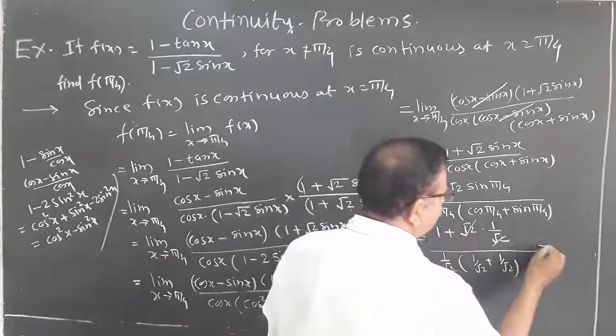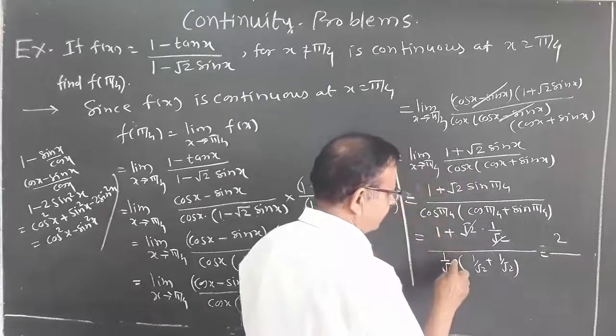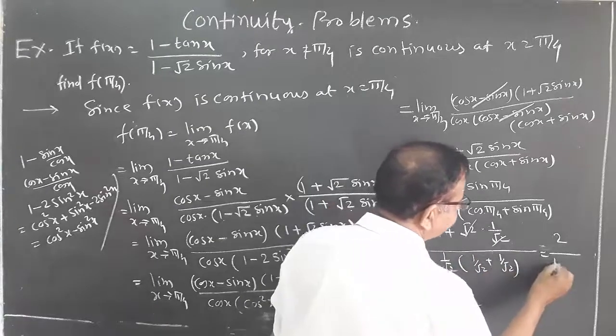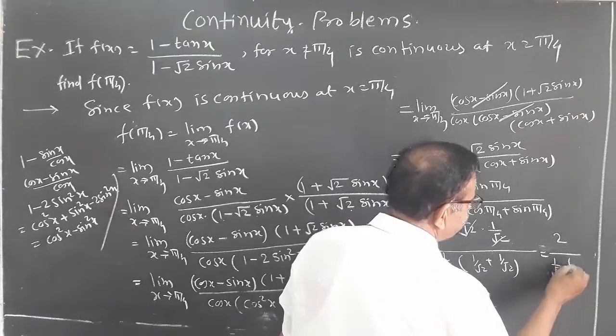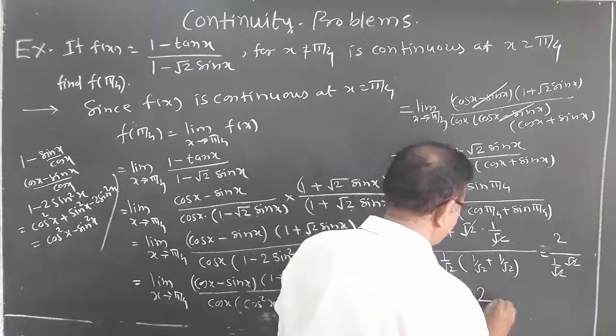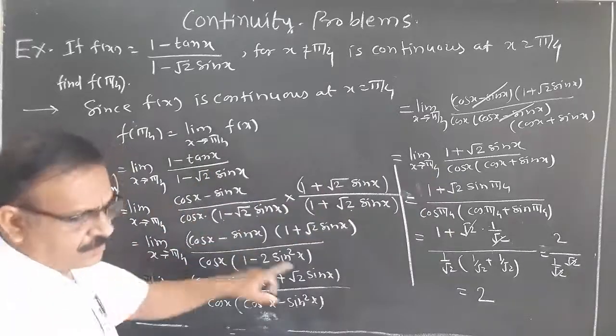1 plus 1 equals 2, divided by 1 by root 2, and this is 2 by root 2. 2 by root 2 is nothing but root 2. This gets cancelled, and the answer is 2. Therefore, f of pi by 4 equals 2.